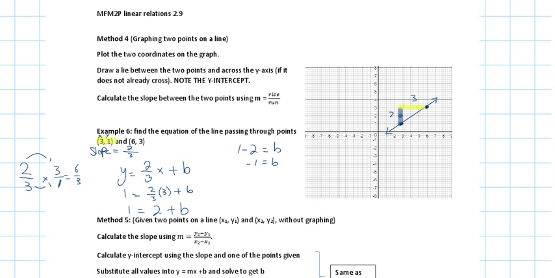I kind of can tell that it does go through negative 1, but I wasn't 100% sure, so I couldn't guess. Okay? But it does make sense that b is negative 1. So then my equation is y equals 2 over 3x minus 1.